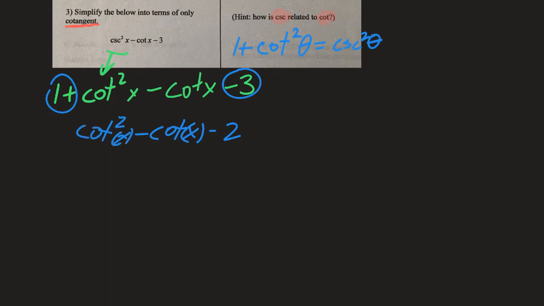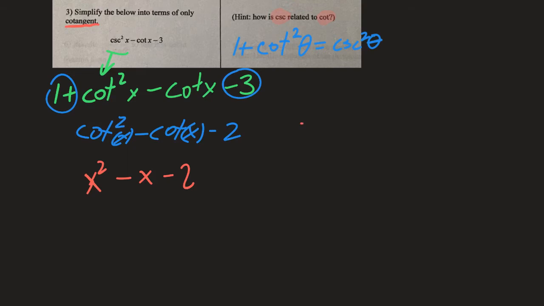Now, here we're already in terms of cotangents, but maybe we're trying to get away from cotangent squared as well. So let's just take a second and see if we can break this down any further. And what I'm going to do is actually pretend like all my cotangents are just x's for a moment, because this may look a little familiar to you now, right?